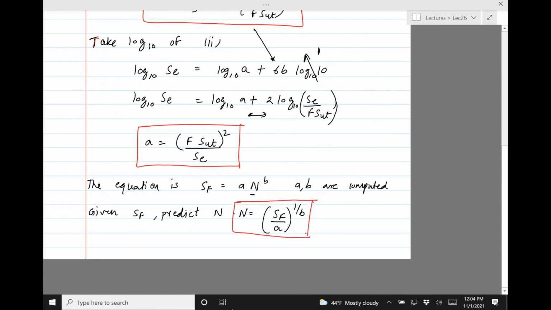And it also works the other way. That is, if you're given n, you can find S_F, which is this formula. So given n, you can find S_F, and vice versa from the other formula. So let's solve a problem based on what we have talked about so far about modeling the fatigue diagram using this S-N curve.